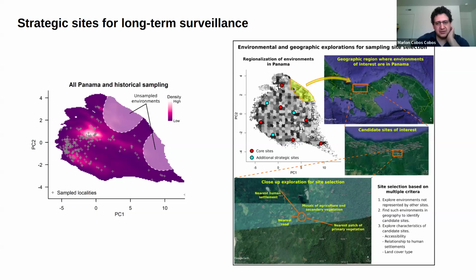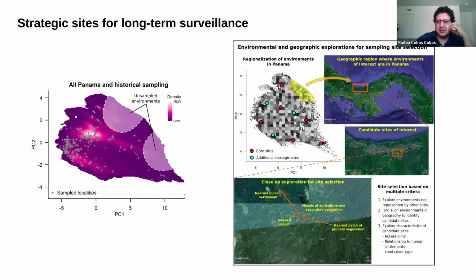So these red points over here in this meshed area in the environmental space in Panama are representing those core sites. Then we selected other additional sites, which were actually sampled before. So from all these counter points, you have these other points over here. And so the idea was to add other strategic sites, but also at least take care of this region over here that wasn't really sampled before.